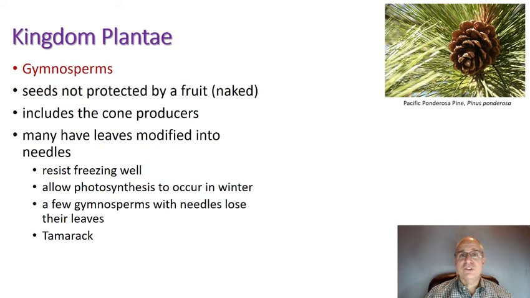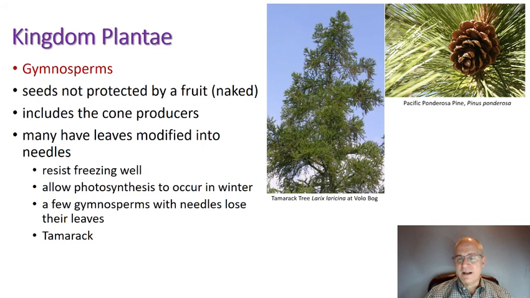Although there are a few species of gymnosperms that make needles for leaves that shed them every year, and a real good example is one we see at Volo Bog. That's called the tamarack tree. These actually shed their needles in the fall, and they grow new ones in the spring.